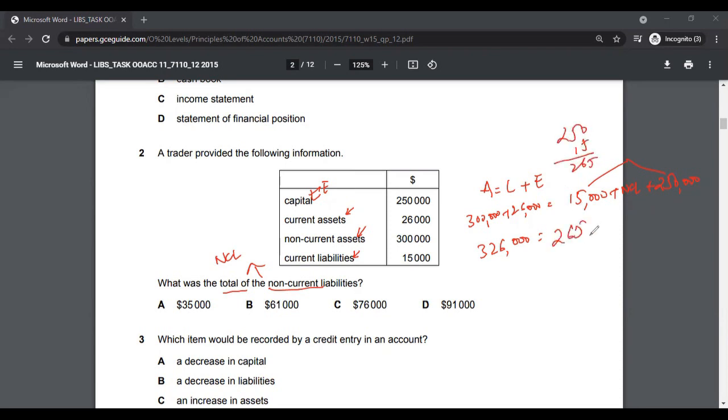So 265,000 plus the NCL. So you see there's a difference here. This should be equal because that's what the accounting equation is. Assets equal to liabilities plus equity. So the missing number here is the non-current liabilities. The difference between 326,000 and 265,000 is 61,000. So the answer to multiple choice 2 is option B.